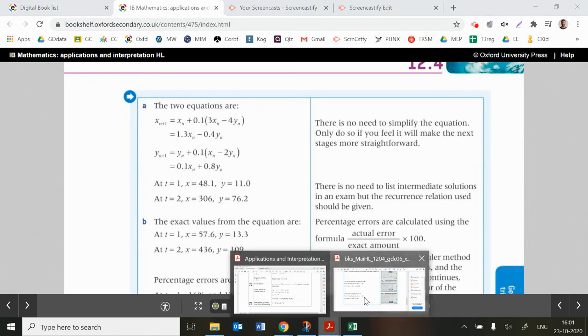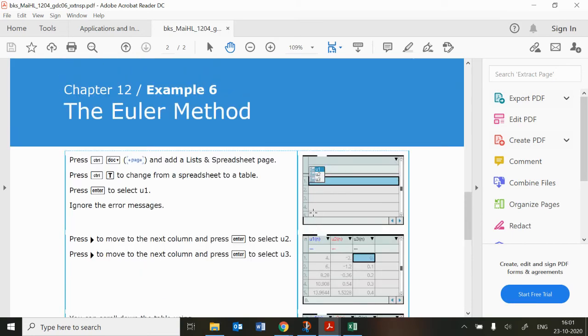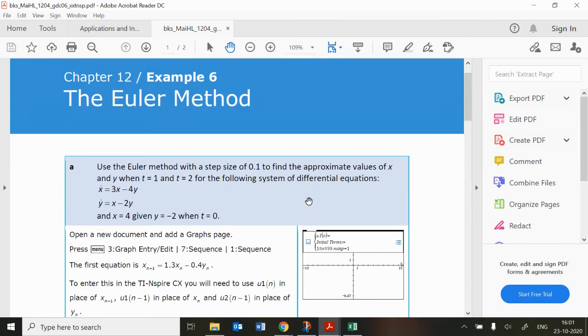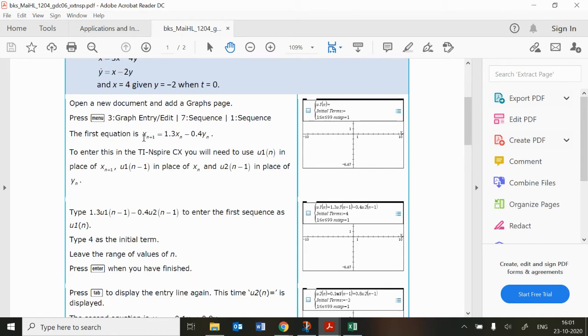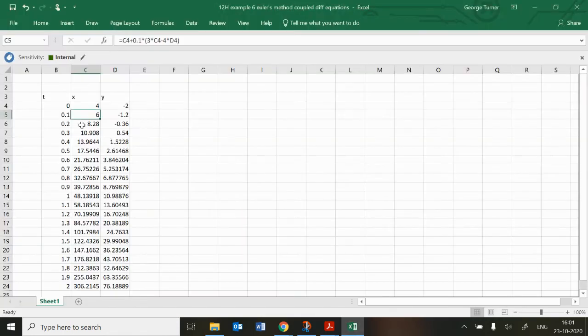Okay, so let's check out how they've done it with the calculator. And this is the TI Inspire, of course, this version. And we've done this before, but again, it's really good to follow this one through. So if you go to new document in graphs and add a graphs page, and then you go to graph entry or edit, so menu 3, and then you go to sequences, and then you go to sequence 1, and then you can put in this first equation, or potentially you can put in the T1 if you want. I think actually I might put in the T1 to start off with, because essentially that's what I did here.